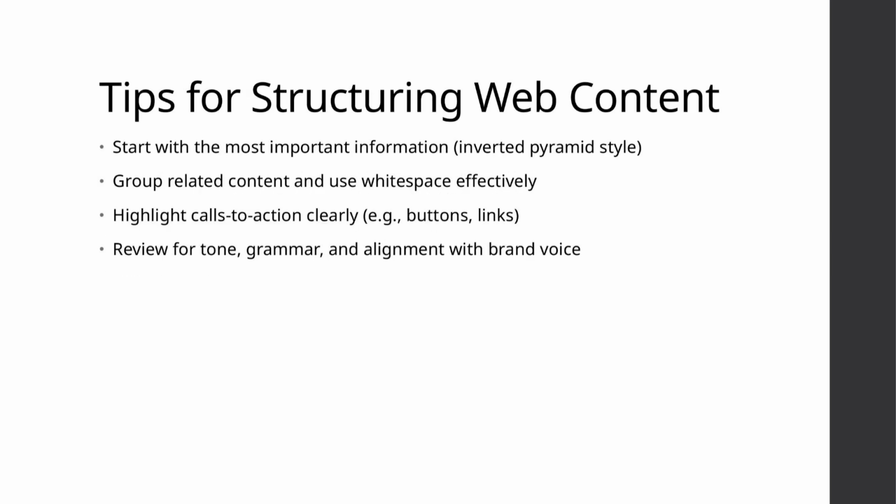Now that you understand the basics, let's write using the inverted pyramid style. The inverted pyramid style is often used in journalism, web content, and UX writing. It prioritizes the most critical and relevant information, followed by supporting details and background or supplementary information. This format helps readers quickly understand the key message, which benefits users who scan rather than read in depth. We group related content and utilize white space for clarity. We highlight calls to action items using buttons and links and regularly review for tone, grammar, and brand voice alignment.